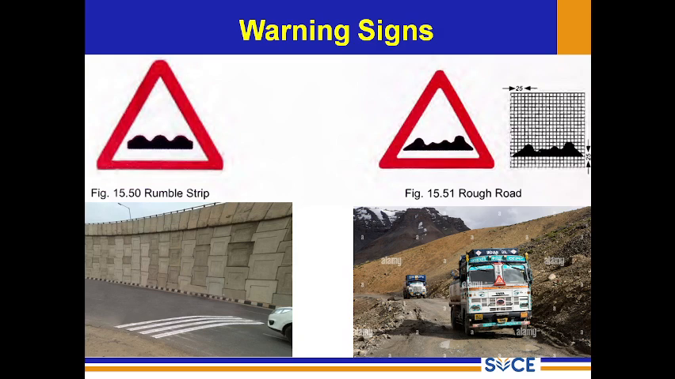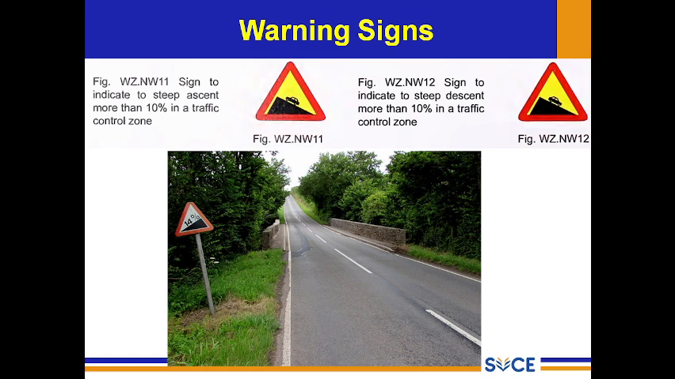So similarly, rough road: the road surface is so rough, it is having so many undulations, there is no uniform road, ups and downs are there, then with this symbol it is indicated. So this is a work zone related traffic signboard with the yellow background. The only difference is that normal warning signboards have a white color background, whereas this one has a red border but yellow color background. So the signboard is indicating a steep ascending or steep descending gradient.